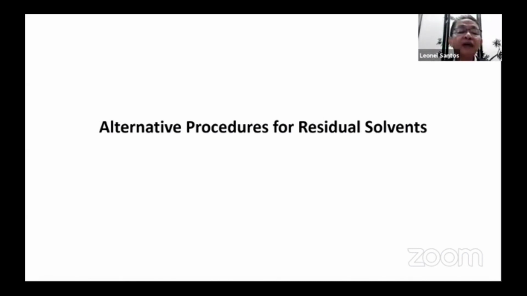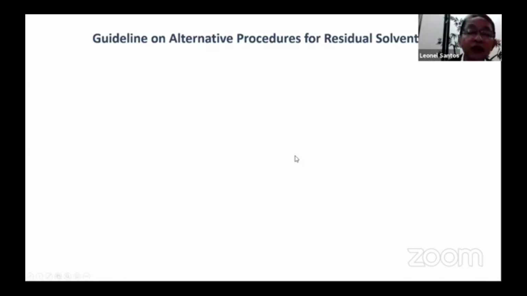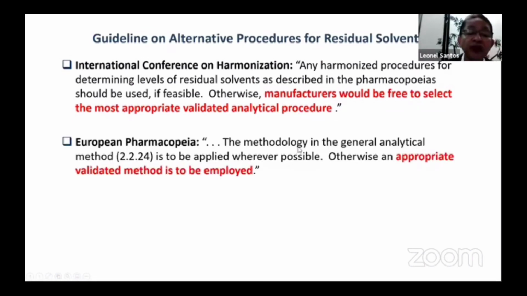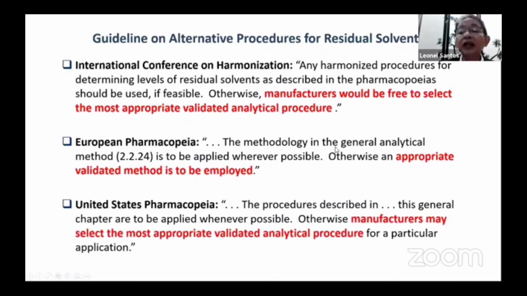Now, the next slides will cover the alternative procedure for developing residual solvents. So in USP, there's a general chapter 467 that describes the residual solvent analysis. Again, the De La Salle University Central Instrumentation Facility has this instrumentation called the Headspace GC. But in terms of the guidelines on the alternative procedure for residual solvents, it is consistent between ICH, European Pharmacopoeia, and USP that the manufacturers are free to select the most appropriate method to validate in terms of the analytical procedure for analyzing residual solvents.